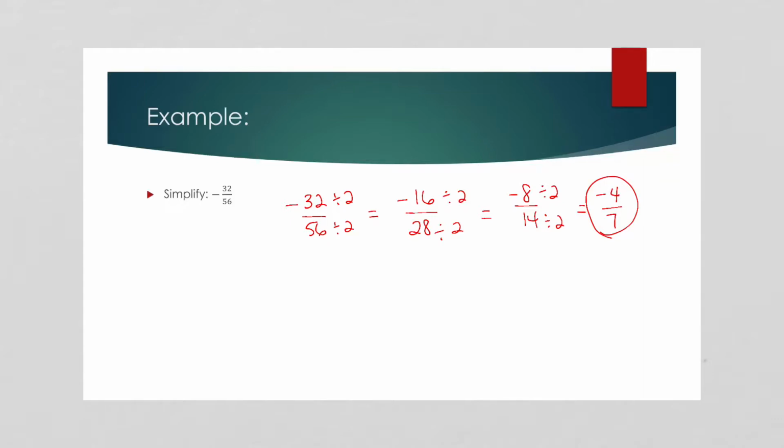So what I could have done is in the very beginning, I could have divided both the top and the bottom by 8, which would have gotten me there a heck of a lot quicker. But sometimes that happens. Sometimes you don't see that you could divide by 8 quickly. So sometimes you have to just keep dividing by 2. Just keep on going until you get it to the lowest possible form. When I tell you to simplify, I expect the lowest possible form of that fraction.